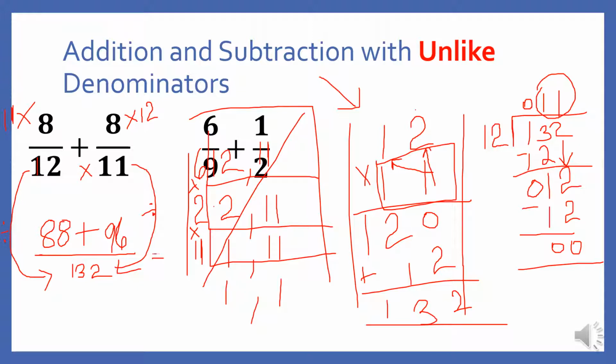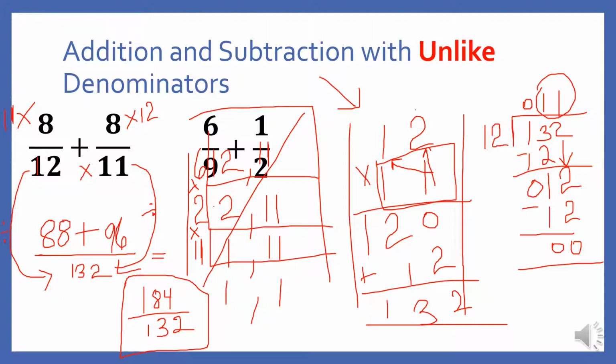We are going to add 88 plus 96. It's going to give us 184. And I'm writing it here for lack of space. So I'm going to have 184 over 132 as my answer. Do we understand this? I simply add my numerators and put it over my denominator. Now, as I said before, when you are giving your answers, yes, another step.